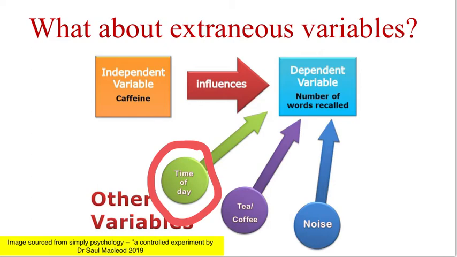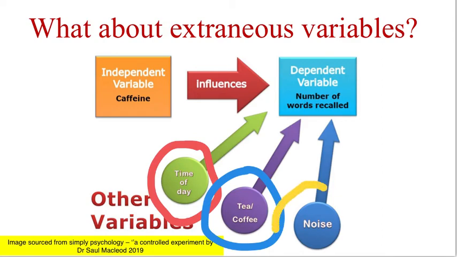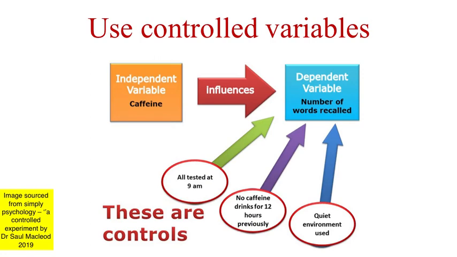Also the type of drink, so for instance, does it make a difference if they're having a sports drink, tea, coffee, etc.? So we need to think about that. And also background noise. All of these are variables other than the IV that may affect the DV. They're extraneous, potentially confounding. And so this is where the controlled variables come into play.